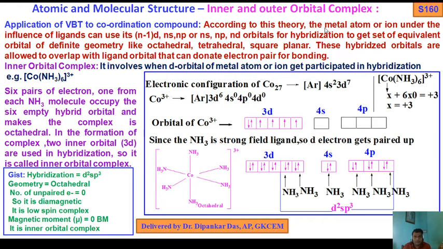According to this theory, the metal atom or ion under the influence of ligand can use its (n-1)d, ns, np or ns, np, nd orbitals for hybridizations to get a set of equivalent orbitals of definite geometry like octahedral, tetrahedral, square planar. These hybridized orbitals are allowed to overlap with ligand orbitals that can donate an electron pair for bonding.